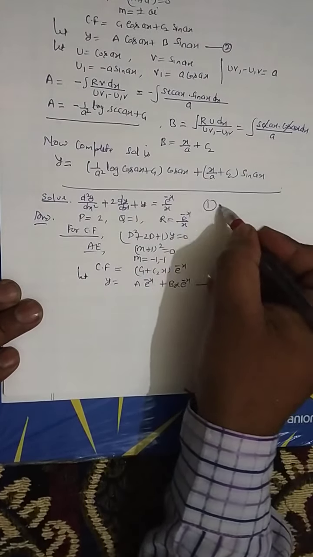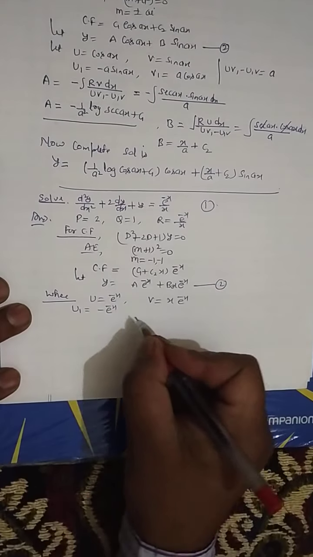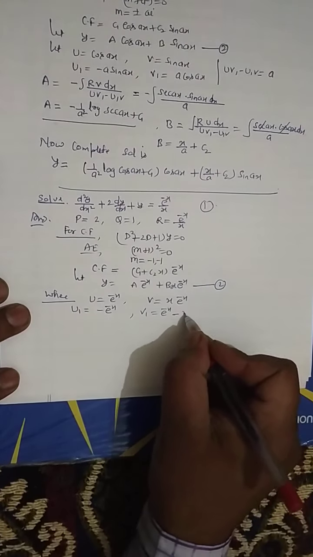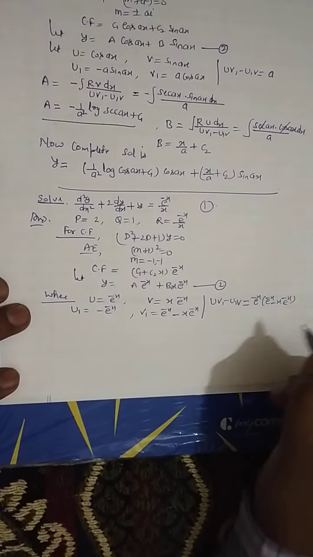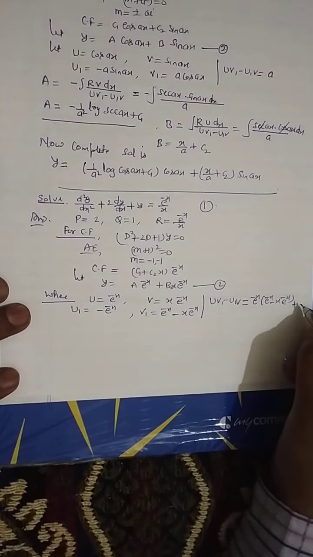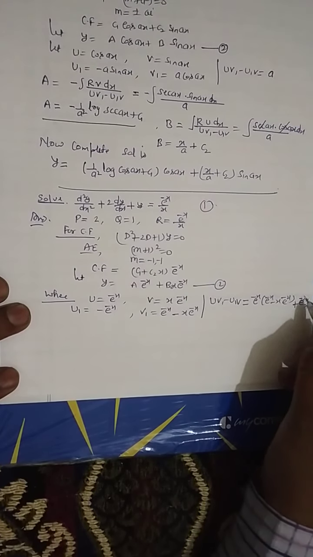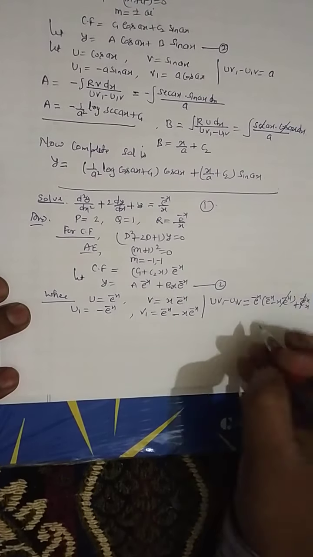Where u equal e to the power minus x, v equal x e to the power minus x, u1 equal to minus e to the power minus x, v1 equal to e to the power minus x minus x e to the power minus x. uv1 minus u1v equal to e to the power minus 2x minus x e to the power minus 2x plus x e to the power minus 2x. This term is cancelled by this, so it is equal to e to the power minus 2x.